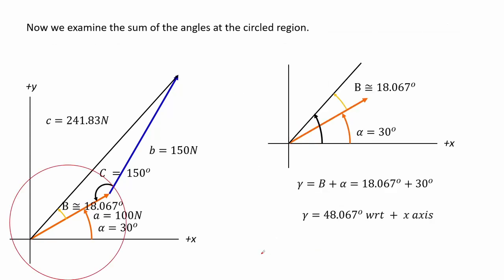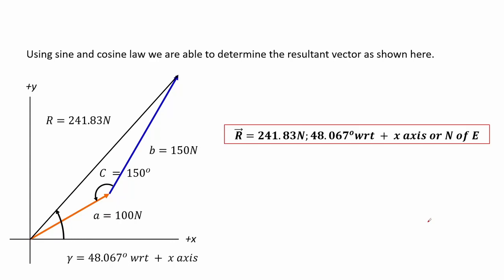To determine the angle of vector C with respect to the positive x-axis, we examine the encircled region. We see that the angle of vector C is simply the sum of the angle B and alpha, which is about 48.067 degrees with respect to the positive x-axis. Now we have the final answer of the resultant vector using sine and cosine laws. The resultant vector is about 241.83 newtons with an angle of 48.067 degrees with respect to the positive x-axis, or north of east.